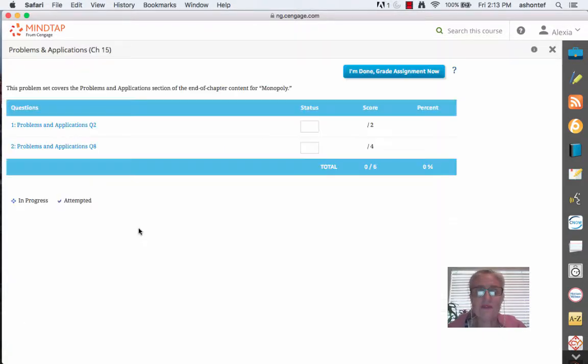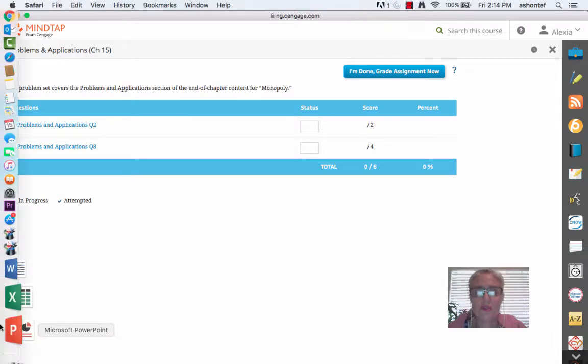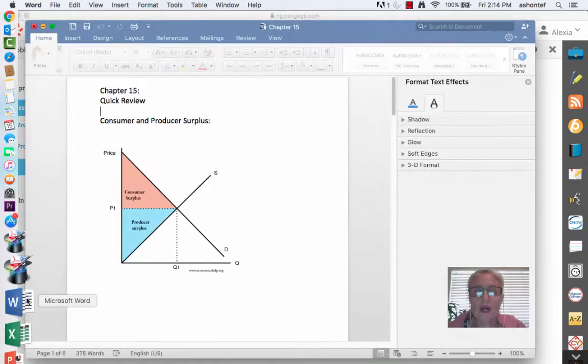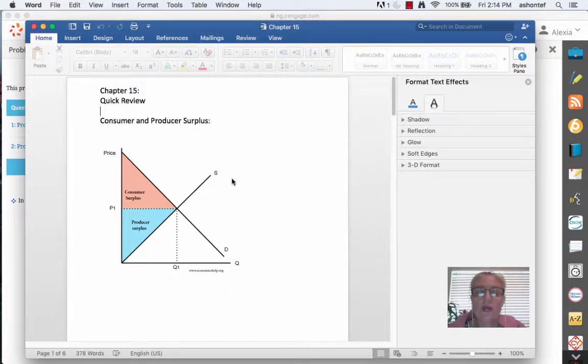And in Chapter 15, there are two problems, but they do take a little bit of time because each one has multiple components to it. So briefly, before we take a look at the questions, I want to just go over a couple reminders. As you're doing these, especially question 1, you'll want to be thinking about consumer and producer surplus.